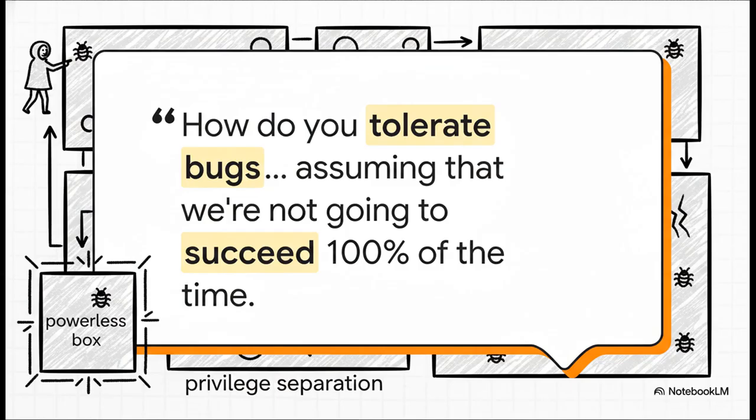The focus is really going to be on how do you tolerate bugs, assuming that we're not going to succeed 100% of the time. We aren't trying to write perfect code here. We're assuming the attacker is going to find a bug. Our goal is just to make sure that when they do, they are completely trapped in a powerless box.